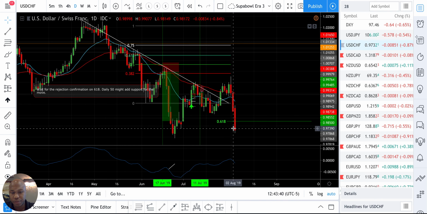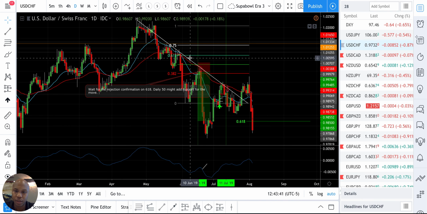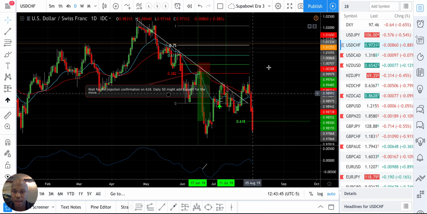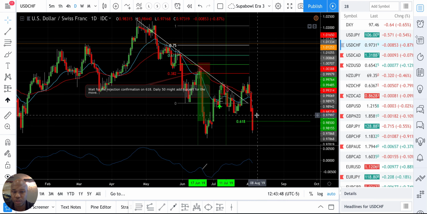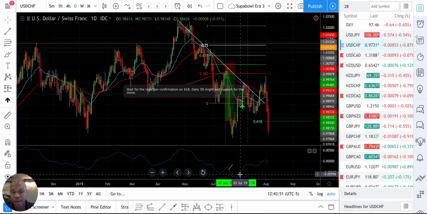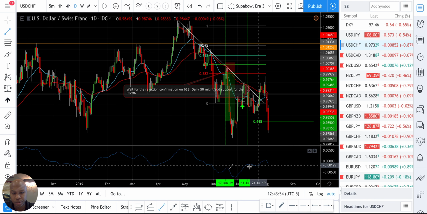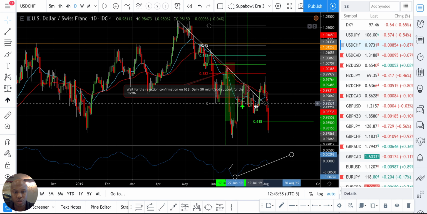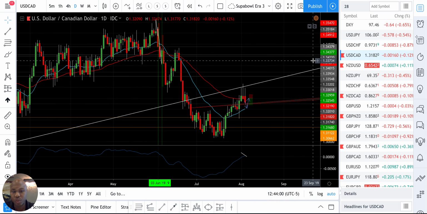USD CHF, kind of same situation. We were above this. I was banking on actually bouncing from here, but we actually dropped through fundamental pressures. We have MACD divergence here, kind of leaning towards the upside. So same boat as USD JPY.